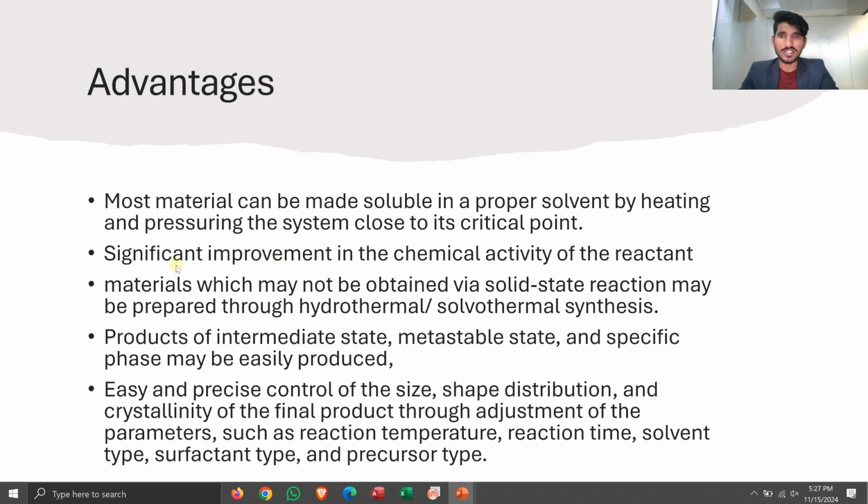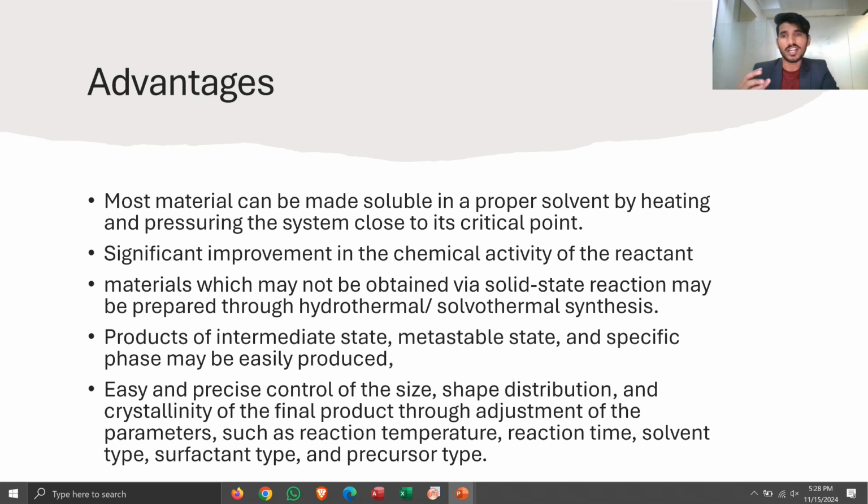So in this we have a significant improvement in the chemical reactivity of the reactants, and furthermore, materials which may not be obtained via solid state reaction may be prepared through hydrothermal and solvothermal synthesis. Products of intermediate state and metastable state, as well as specific phases which may not be easily produced by some other method, can be easily produced by the hydrothermal synthesis method.